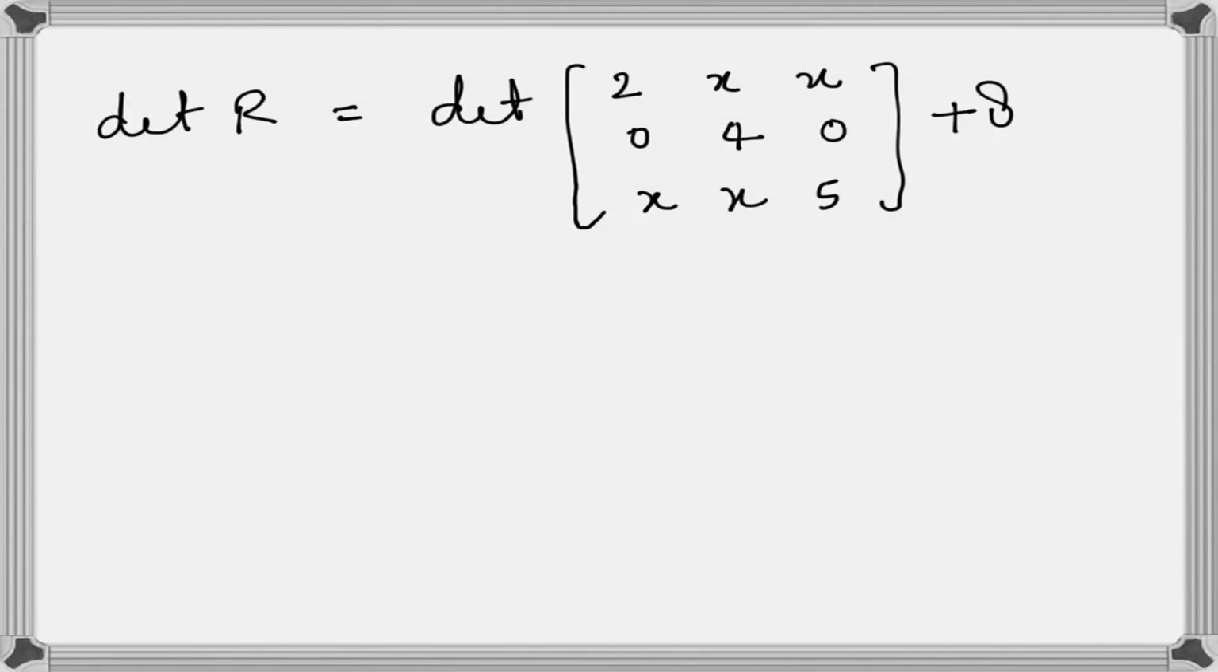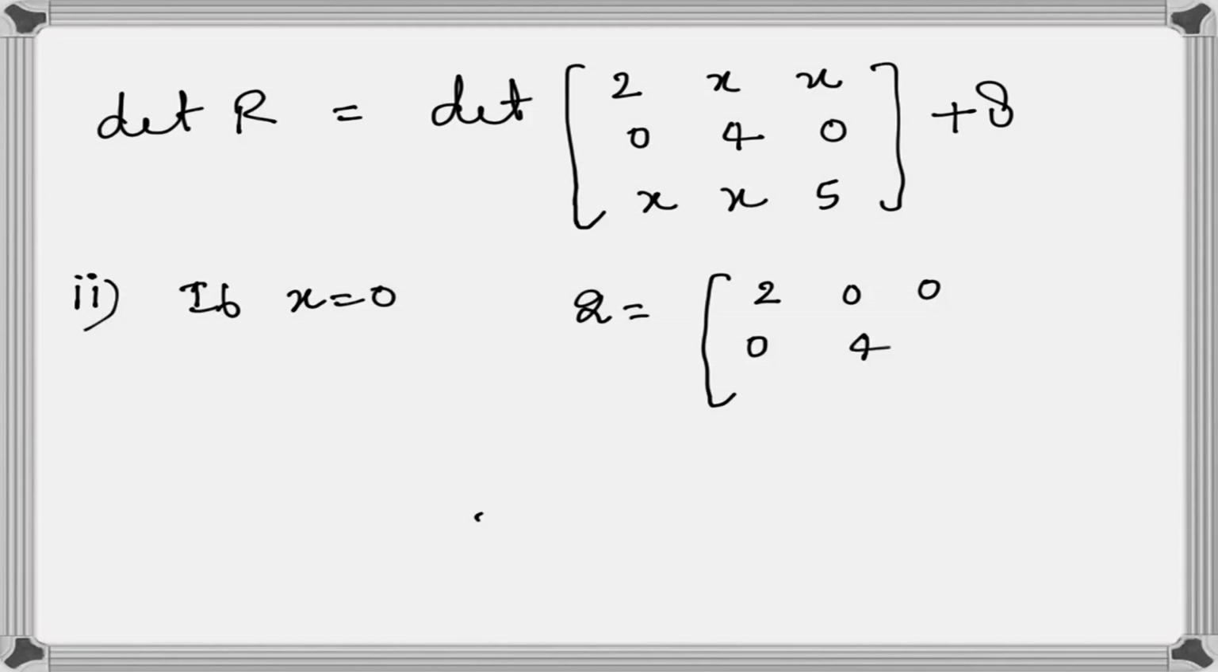Okay, let's go to part 2. Part 2 says that we need to take x equal to 0. So if x is 0, what will be the Q matrix? The Q matrix will be 2, 0, 0; 0, 4, 0; 0, 0, 6. So this is the Q matrix we have.